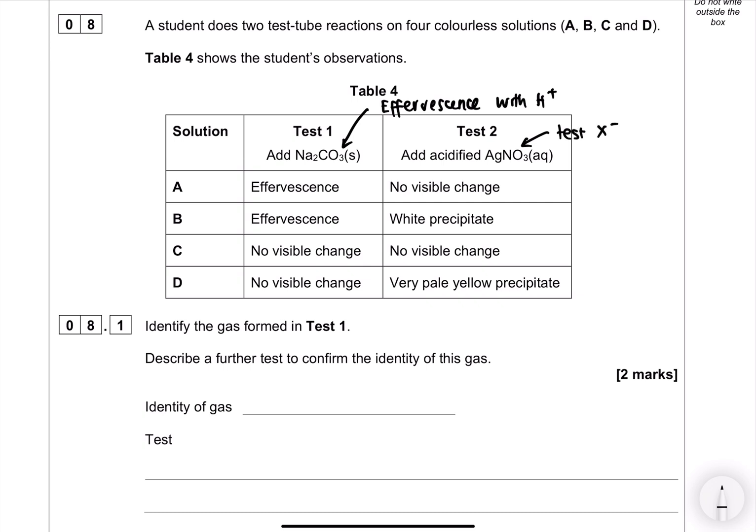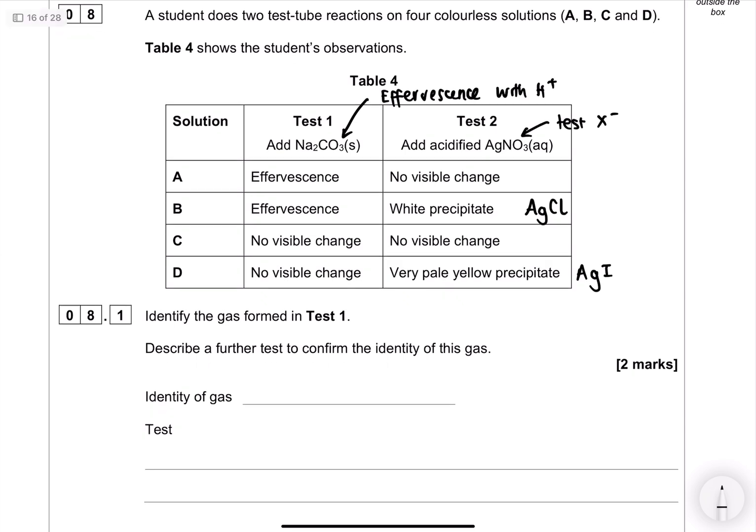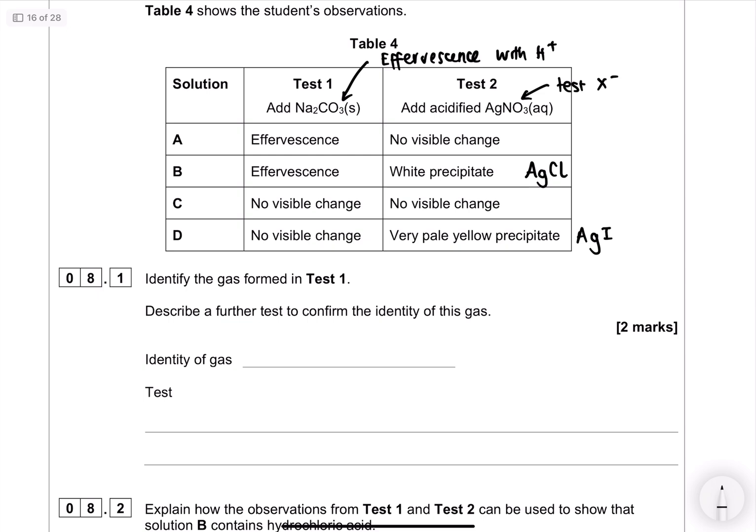ions. A white precipitate is usually AgCl. A yellow precipitate could be AgI, or it depends on how pale yellow it is. Maybe it is a mixture of AgBr, AgCl, it could be some other things, but yellow is usually AgI. So identify the gas. Well, carbonates release carbon dioxide.